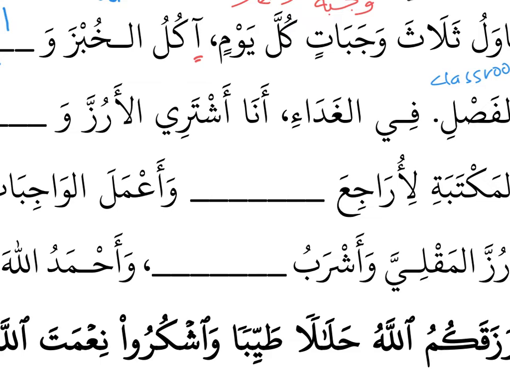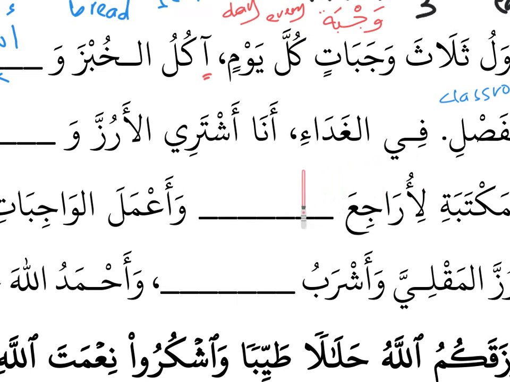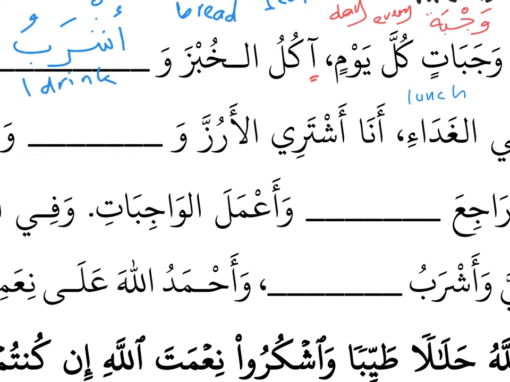Next sentence, fil ghada'i. This is another meal that we have during a day. Fil ghada, in the ghada. Ghada means lunch. Fil ghada ana ashtari al-aruzza. Ana ashtari means I buy. Of course, the alif here is the letter that we use if you want to say I. Ana is also I, yeah? But this is not redundant. This is how we say I buy in Arabic. You can say Ana ashtari, or you can just say ashtari without Ana. We understand this is I buy.